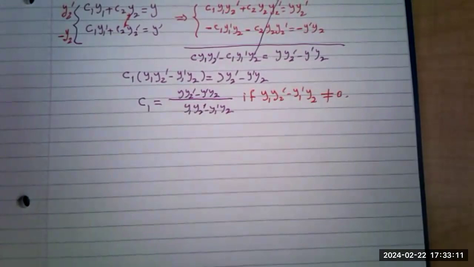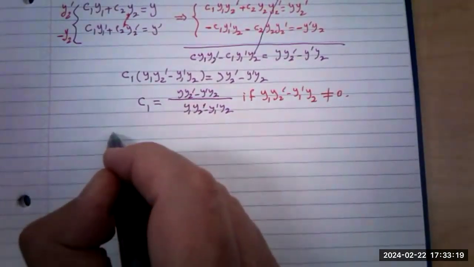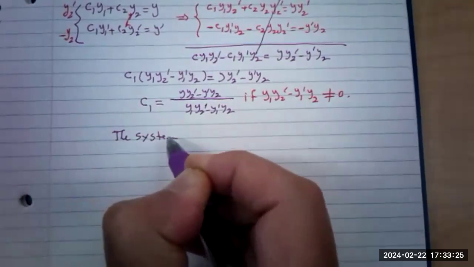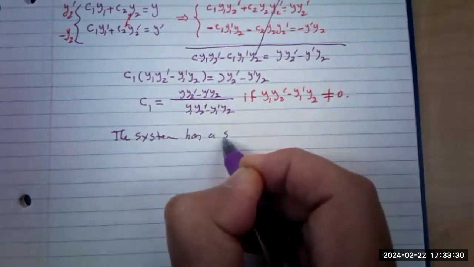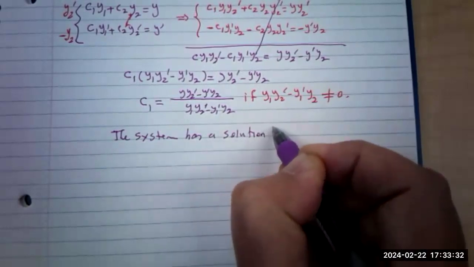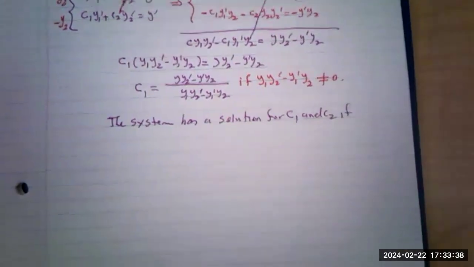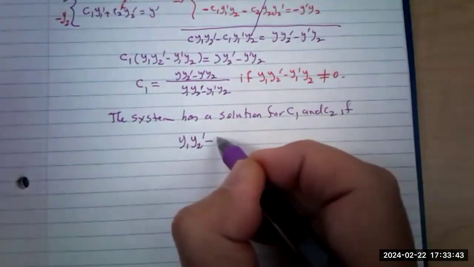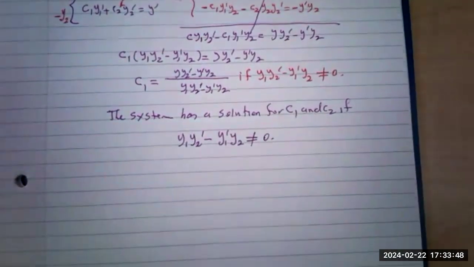So the conclusion is going to be, see this version over here. The system has a solution for C1 and C2 if and only if y1 y2 prime minus y1 prime y2 is not equal to zero.